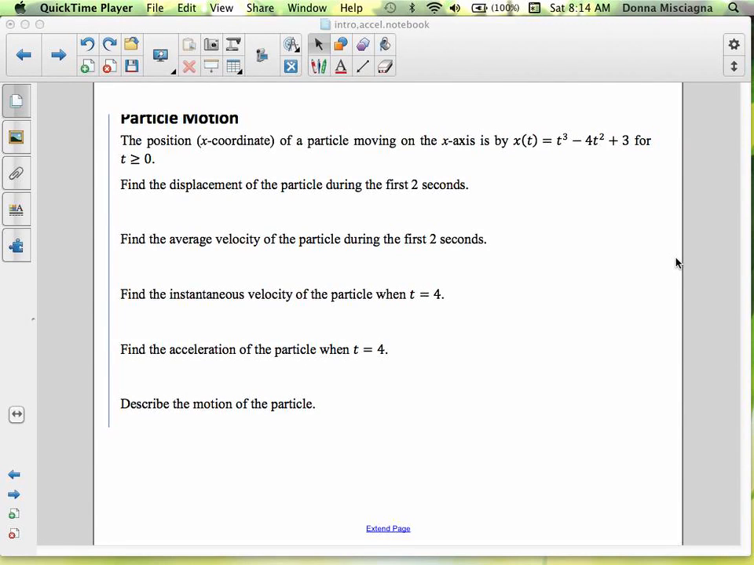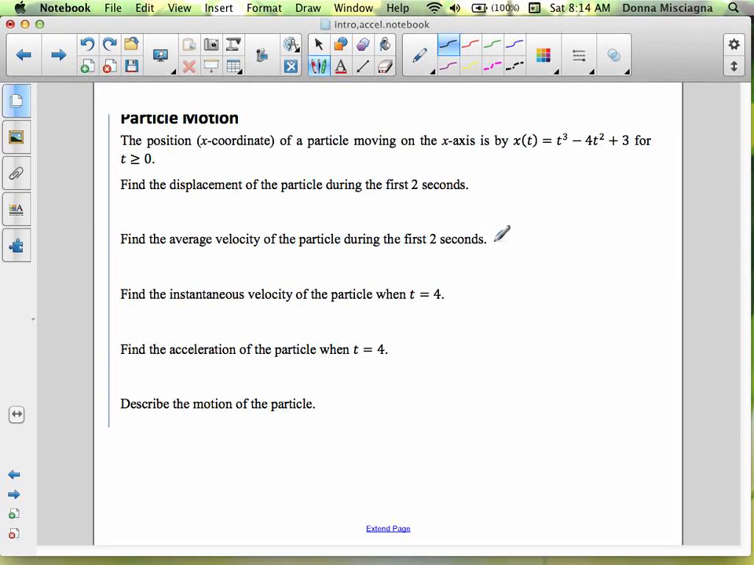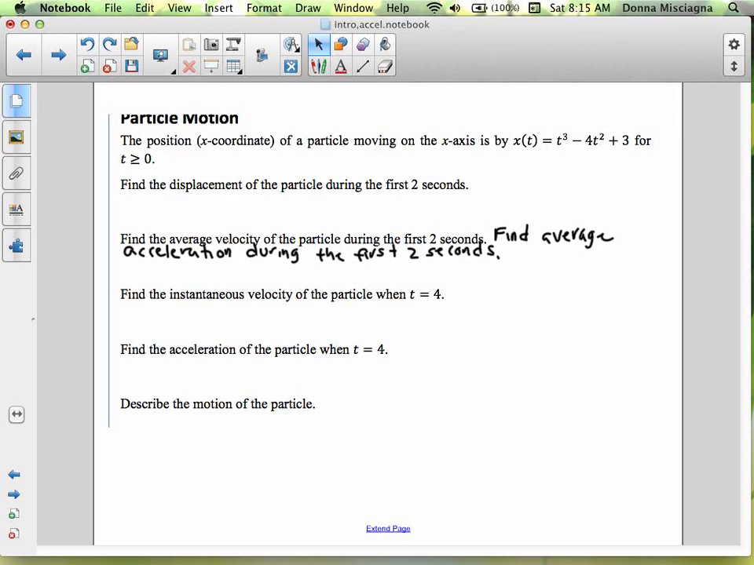Welcome. So now we're going to solve a problem involving particle motion. And I'm going to add one extra question to this. We're going to find the average velocity of the particle during the first 2 seconds and find average acceleration during the first 2 seconds as well. All right, so let's look at the first one.